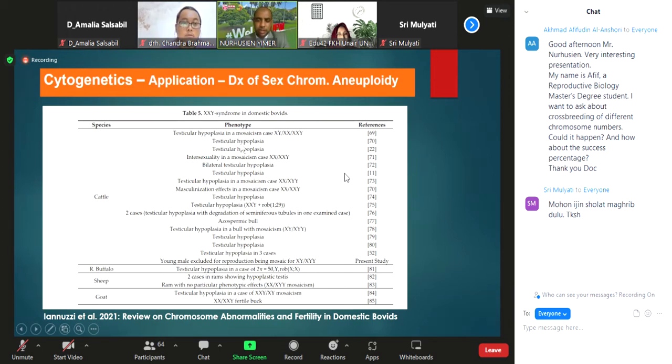So largely you have testicular hypoplasia. Most common for most of the animals is testicular hypoplasia. In some species, you might see some additional problems like azoospermia, all right? Azoospermia in bulls. Also in buffalo, testicular hypoplasia, and sheep and goats as well are reported.